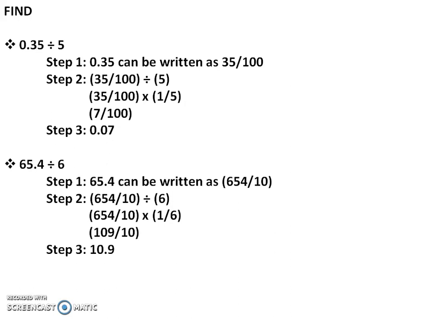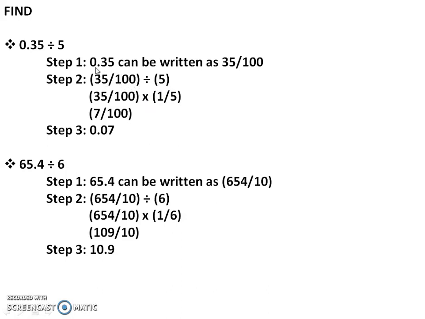0.35 divided by 5. Step 1. 0.35 can be written as 35 by 100, isn't it? Because in 0.35 there are 2 decimal places, so the denominator will be 100. Now 35 by 100 divided by 5.